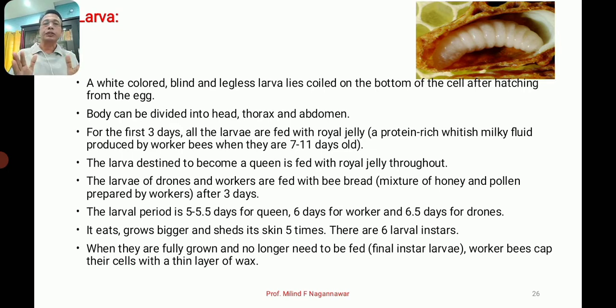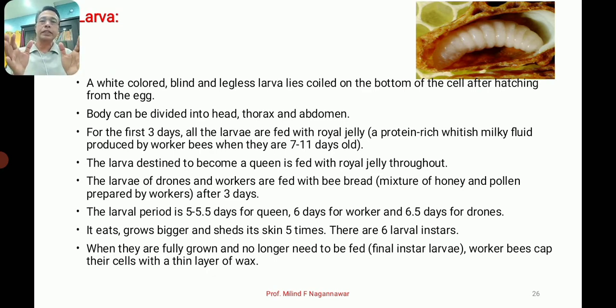Now the larvae of the queen, the workers, and the drones have different developmental periods. The larvae of the queen have 5 to 5.5 days for development, and the workers have 6 days, whereas the drones have 6.5 days. Now all these larvae grow and shed the skin 5 times. There are 5 moltings and 6 instars.